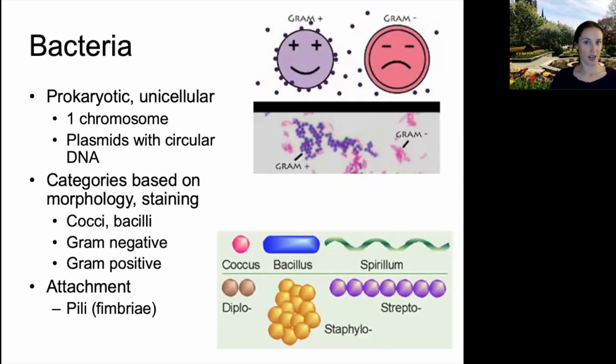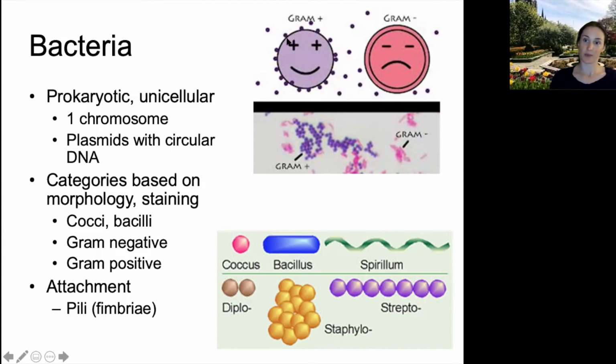There are different types of bacteria out there as well. We have prokaryotic, unicellular, one chromosome, plasmids with circular DNA. Categories are based on morphology, so how they look, and staining. So we can put stain in there and see what color they come up. They could be cocci or bacilli. They can be gram-negative or gram-positive.